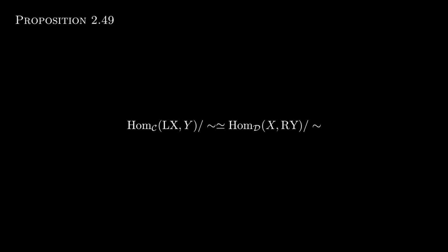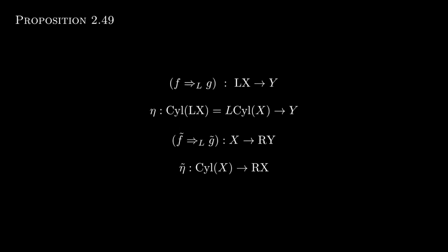But we already have a bijection before modding out by homotopy classes by assumption, so it just remains to show that modding out by homotopy classes doesn't change anything. Which is to say, we want that if two maps LX to Y were homotopic, then their corresponding maps from X to RY are also homotopic, specifically left homotopic. We showed that cylinder objects are sent to cylinder objects under L, so we can write a left homotopy from F to G in the following way. Then our adjunction gives us a corresponding left homotopy, and we're done.